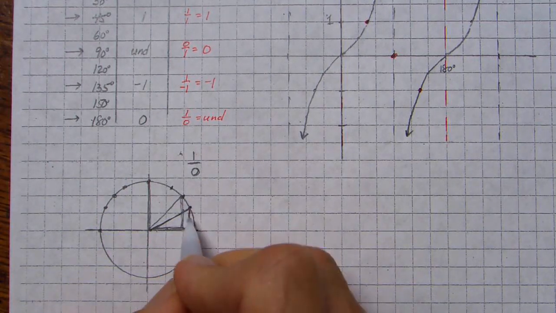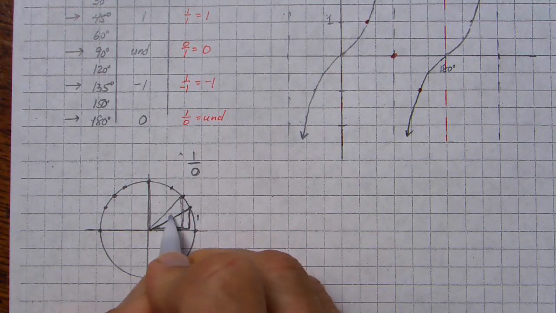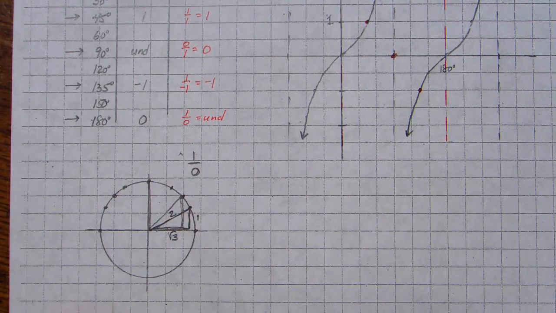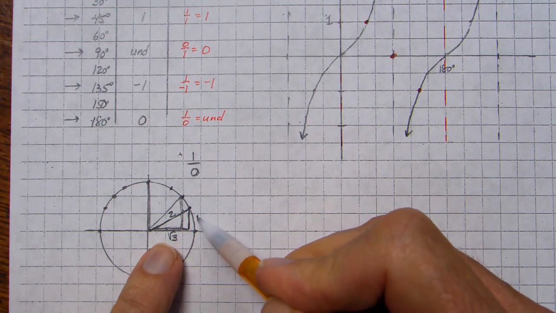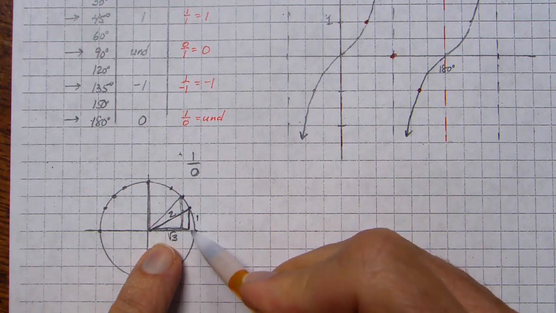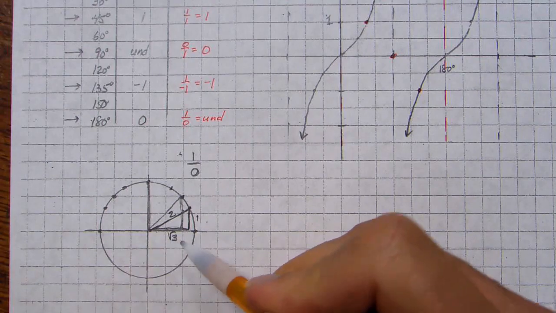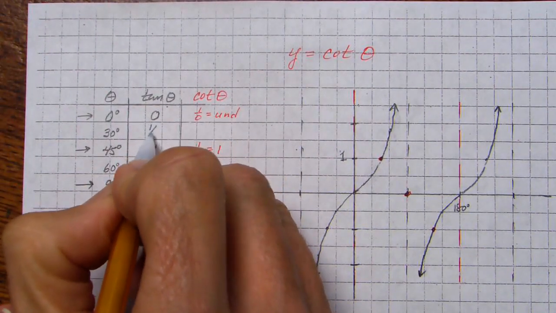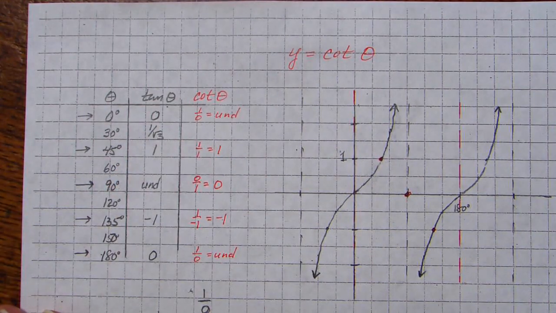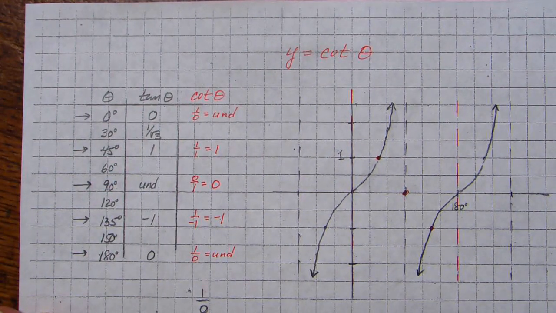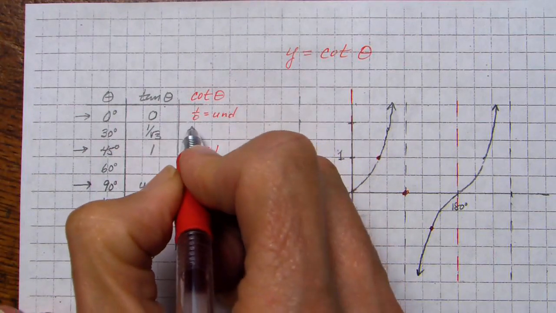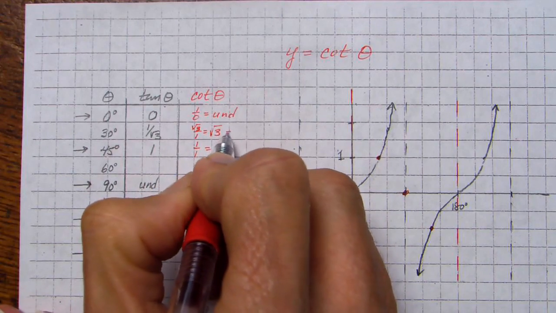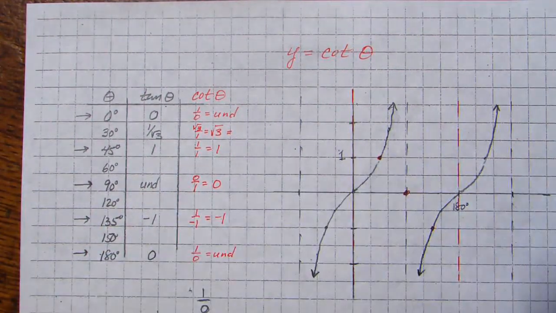Let's see, I remember that this is 1, the hypotenuse is 2, and the long leg is root 3. So the tangent ratio would be 1 over root 3. That's what tangent of 30 degrees is, 1 over root 3. Well, if I took the reciprocal of that, that would be root 3 over 1, which of course is just root 3, which as a decimal, let's see what that is.